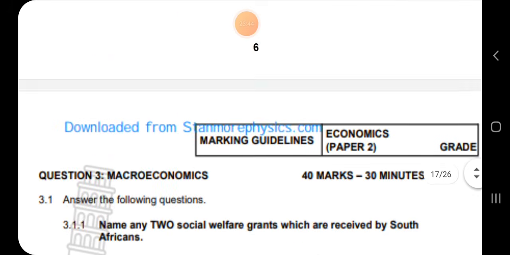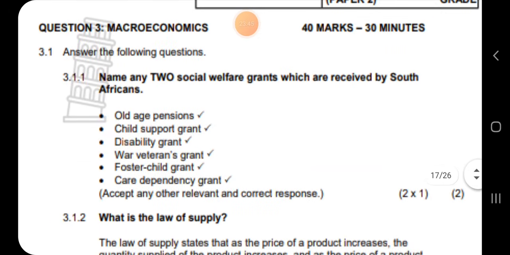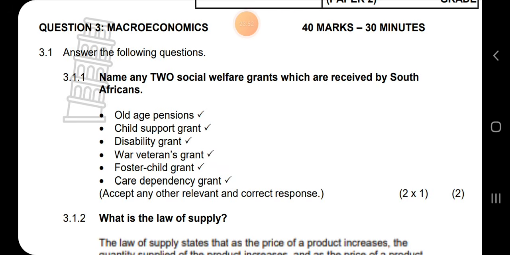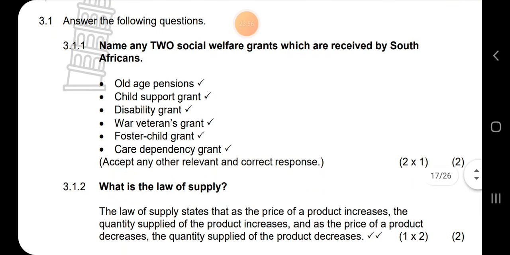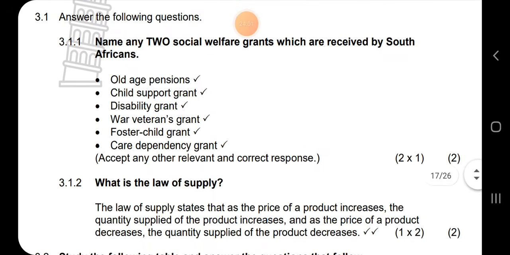That was 40 marks. And then we are on question 3. Remember, in section B, you answer either question 2 or question 3. 3.1, answer the following question. 3.1.1 says, which is macroeconomics, name any 2 social welfare grants which are received by South Africans. What are 2 social welfare grants which are received by South Africans?